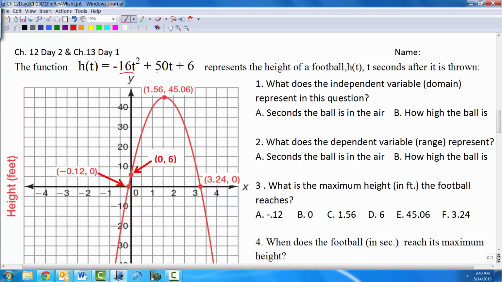So this is the initial velocity of the object being thrown. So we throw a football straight up in the air at 50 feet per second. And then this is the initial height that you actually throw that from. We have a tall person, 6 feet tall, that throws this ball up in the air, so it starts at that position. All right, so what does t represent? The domain. So t is time. That is how much time the ball is in the air. What is the range? So t is the x-axis. The range is the y-axis, and that represents how high the ball is in the air at a particular time.